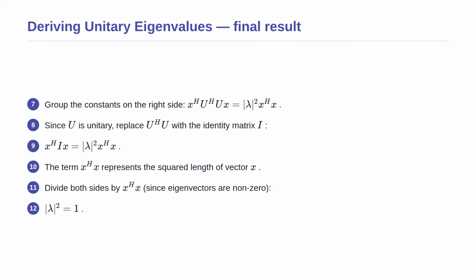Continuing our derivation, we simplify the expanded equation. On the right side, multiplying a complex number by its conjugate gives its absolute value squared, written as absolute lambda squared. On the left side, because we know U is a unitary matrix, we can replace U^H times U with the identity matrix I. The term x^H times x appears on both sides, representing the squared length of the vector. Because eigenvectors cannot have a length of 0, we can safely divide both sides by this length to cancel it out. This leaves us with our final result. The absolute value squared equals 1. The intuition is clear. The matrix never stretches the vector.